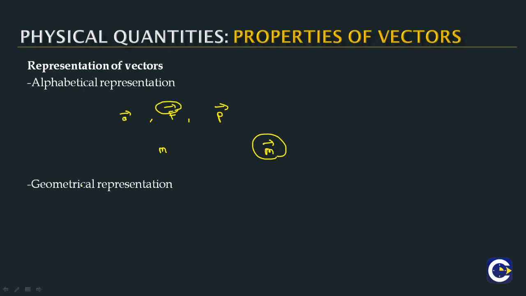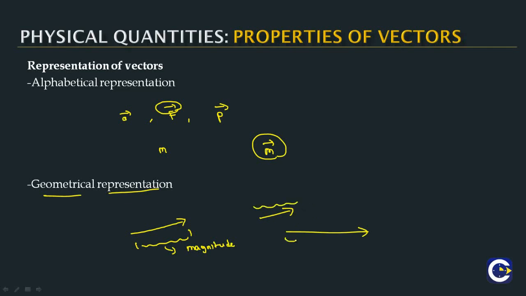The second representation is geometrical representation. Every vector can be represented in space by a line segment. Here there are two important things: one is the length of the line segment, and second is the arrow. The length of the line segment indicates the magnitude of the vector. It is a representation of the magnitude, which means, say I represent a vector like this and another vector like this. The orientations might be different, but look at the length here and the length here.